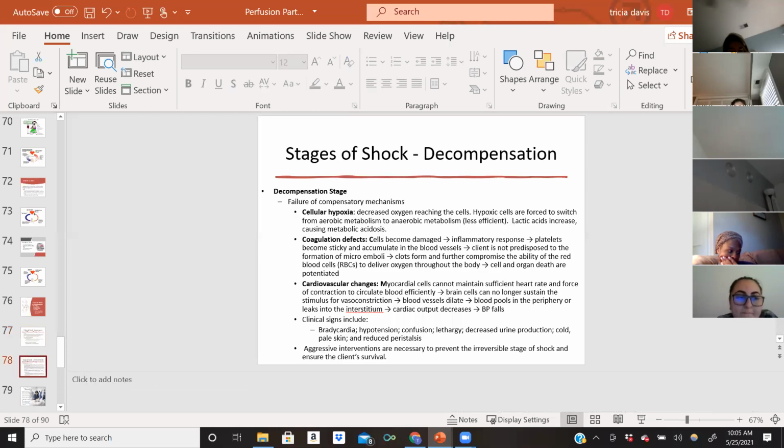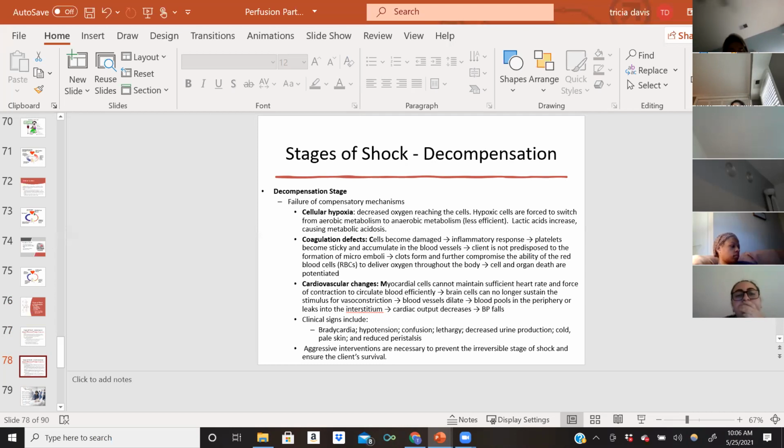So the next stage of shock is decompensation. So this is when we see failure of that compensatory mechanism. So we're going to see cellular hypoxia, coagulation defects, and we're going to start to see cardiovascular changes. So with cellular hypoxia, the oxygen levels that reach the cells are going to be decreased. Hypoxic cells are then going to be forced to switch from aerobic metabolism to anaerobic metabolism. And if you remember back to biology, anaerobic metabolism is less efficient. It's going to cause our lactic acid to increase, and it's going to cause our patient to have metabolic acidosis.